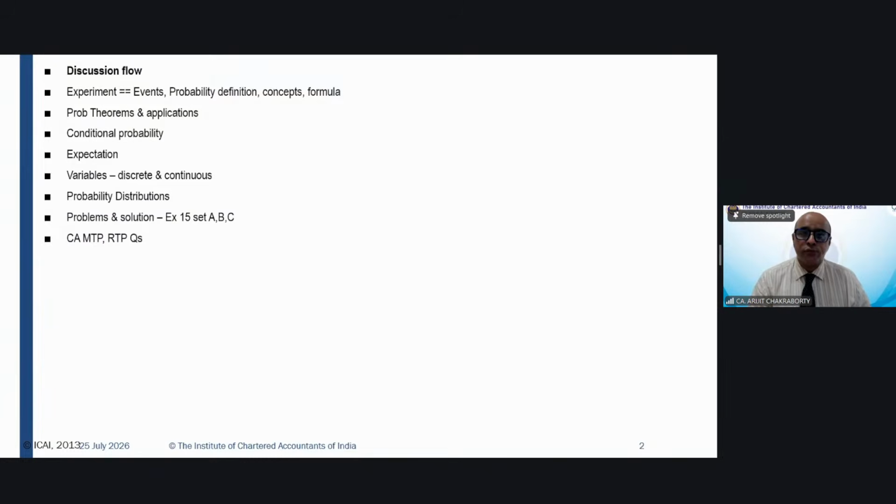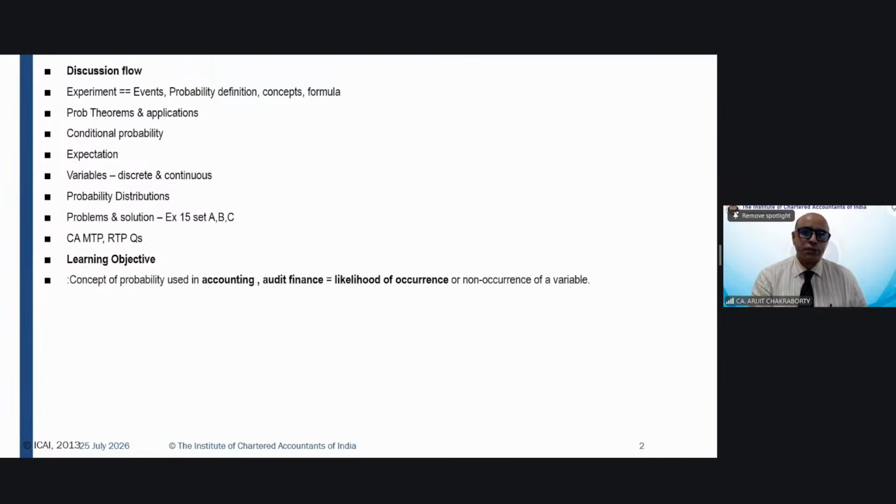Finally, we will look at exercise 15. There are three sets of questions, A, B, and C. We will try and solve as many questions as possible. Finally, we will look at the type of problems which are there in the MTP and the RTP, and we will solve many of them using a step-by-step approach, so that you can understand the reasoning, the logic, and the process by which we arrive at the solution. Of course, probability has different theories, including a separate formula for conditional probability, which we will see in due course. So the objective, why is this chapter included in your CA Foundation?